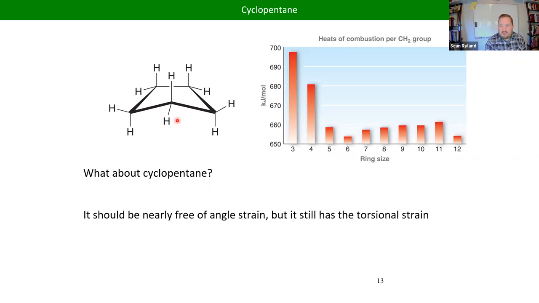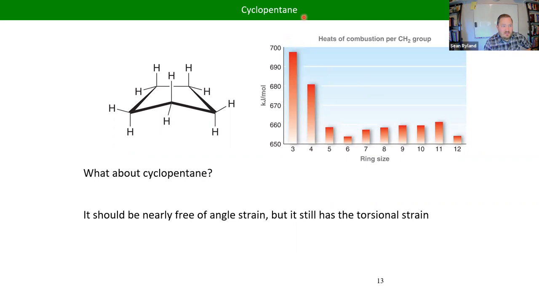And that creates some additional angle strain, because instead of being at 108 degrees, these bonds are more like 100 degrees. I think it goes that far to try and keep these hydrogens from being eclipsed. So it is significantly less strain than if we had four carbons, if we had cyclobutane.